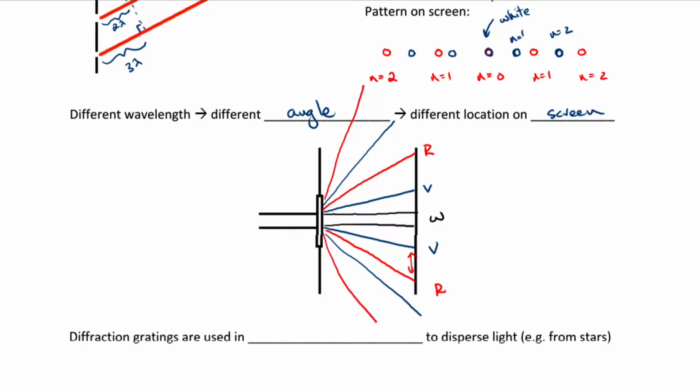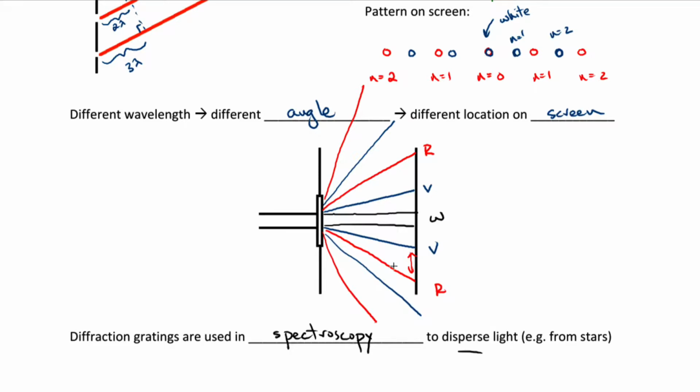Continuing and continuing. So diffraction gratings are used in spectroscopy. Spectroscopy is the separation out of light into different wavelengths, and they're used like prisms to disperse light, for example from stars. And that's useful because different elements absorb and emit different wavelengths, as we'll see when we get to emission and absorption spectra in a later lesson. And therefore we can actually use this to tell the composition of the stars in the stellar atmosphere.